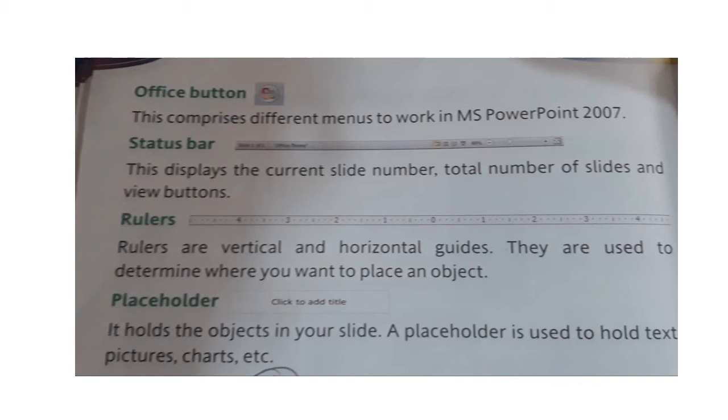Next screen element is placeholder. Placeholder holds the objects in your slide. If you want to place something like pictures or text in your slide, it holds that object in your slide. A placeholder is used to hold text, pictures, charts, etc. So this screen element is also very important for us.